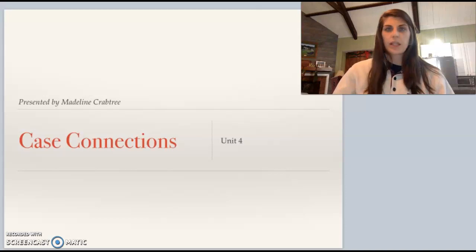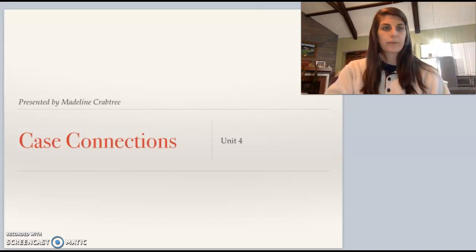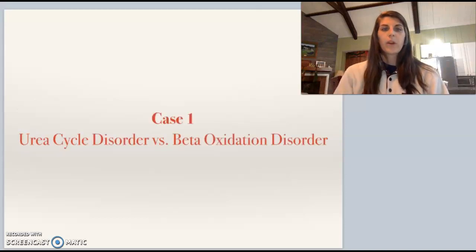And this is my presentation on Case Connection Unit 4. So in Case 1, there's a newborn girl that develops lethargy, hypothermia, and apnea 24 hours after birth. And based on the lab panels the doctor ordered, the cause of this newborn's symptoms could be distinguished between a urea cycle disorder or a beta oxidation disorder.